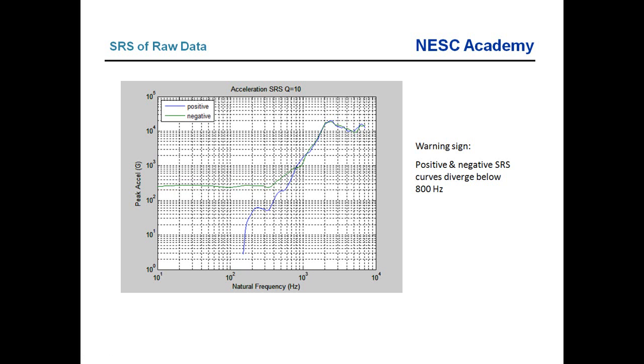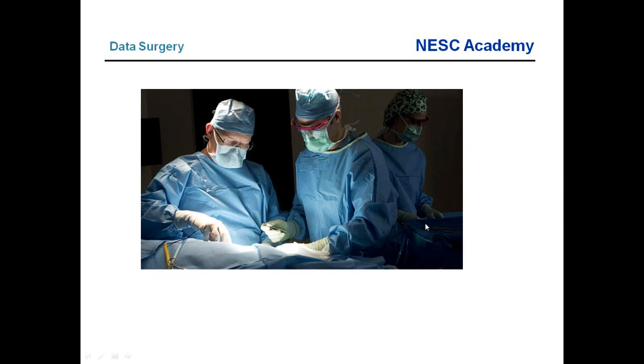So that's a clear warning sign. Now the curves also tend to diverge somewhere below 800 hertz. And above 800 hertz, you can see those positive and negative curves are very similar. Below 800 hertz, they start to diverge. And the divergence of those two curves is a warning sign. Okay, here's my surgeon picture.